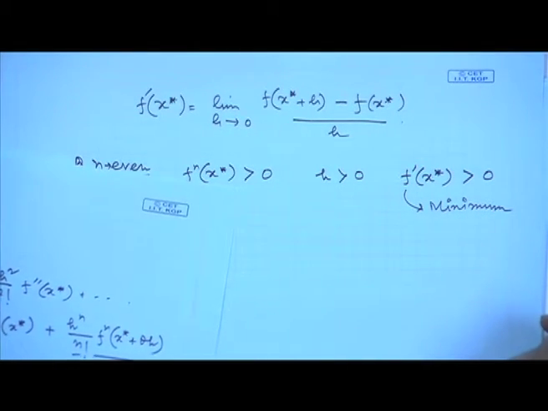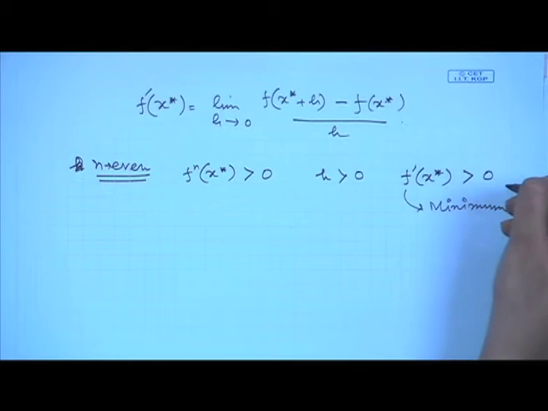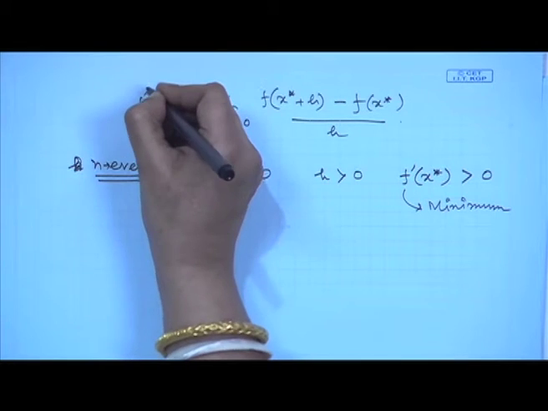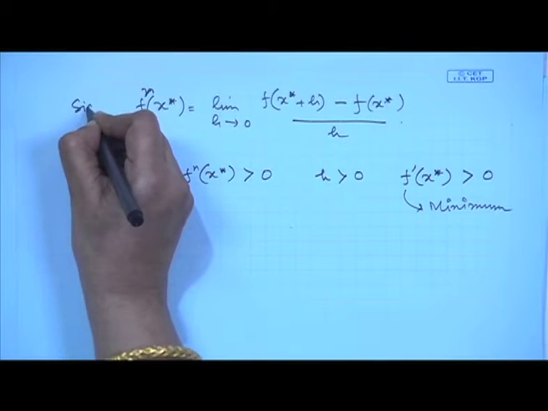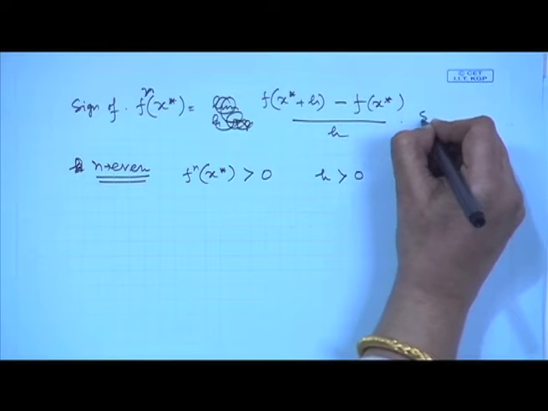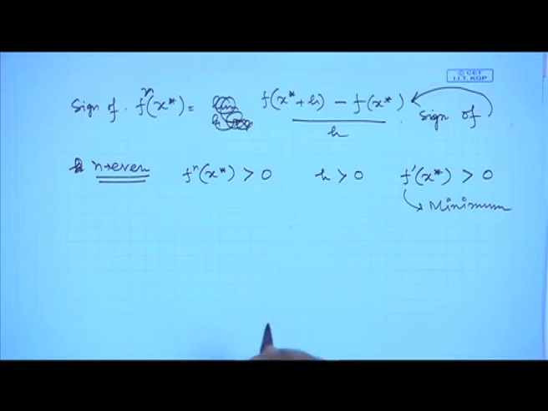because from the necessary condition we have seen that f prime x star must be 0. That is why from that condition we are checking that we are having the minimum. Not really, this is not f prime, we won't consider f prime. The sign of f^n(x star) will depend on the sign of this one. Alright.